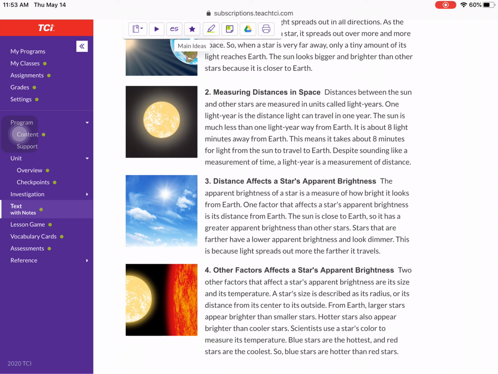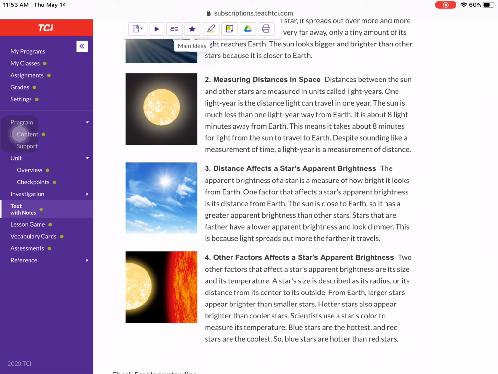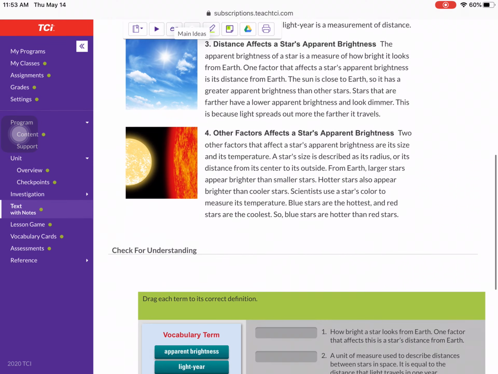Number 3. Distance affects a star's apparent brightness. The apparent brightness of a star is a measure of how bright it looks from Earth. One factor that affects a star's apparent brightness is its distance from Earth. The sun is close to Earth, so it has a greater apparent brightness than other stars. Stars that are farther have a lower apparent brightness and look dimmer. This is because light spreads out more the farther it travels. And number 4.